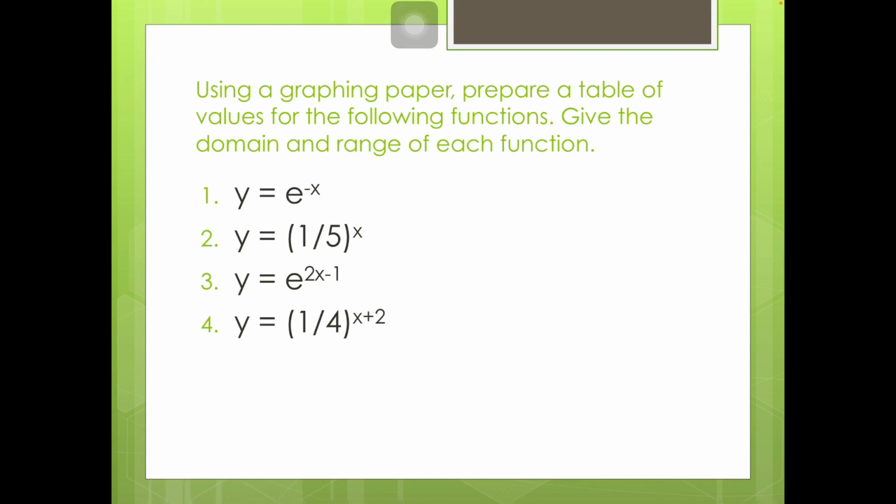For number 1, y is equal to e raised to x. Number 2, y is equal to 1/5 raised to x. Number 3, y is equal to e raised to 2x minus 1. And 4, y is equal to 1/4 raised to x plus 2. So the first thing to do is to prepare the table of values. You can assign 0, 1, 2, 3, then -1, -2, -3, and then plot the points after solving for y.